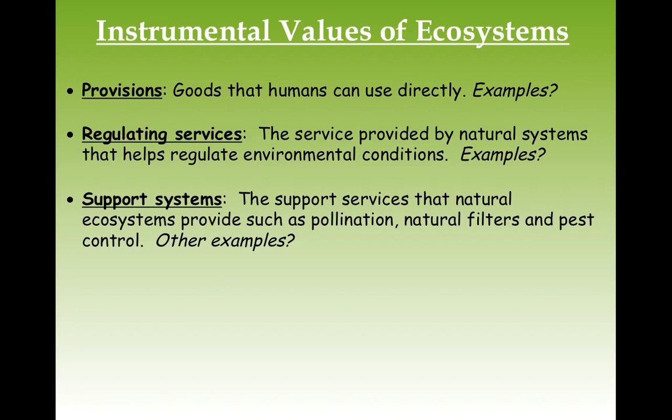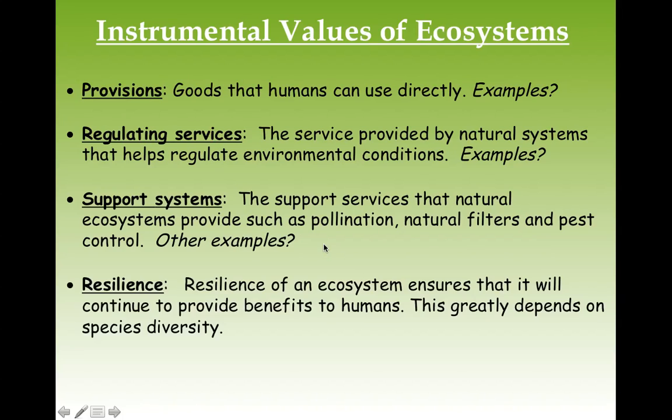And support systems, as it says here, provide services. They don't necessarily regulate environmental conditions, but they provide services that we depend on, like pollination, filtering water, pest control. Other examples might be soil formation. And then resilience is very valuable if the ecosystem is resilient, because that's going to allow it to provide these other functions.